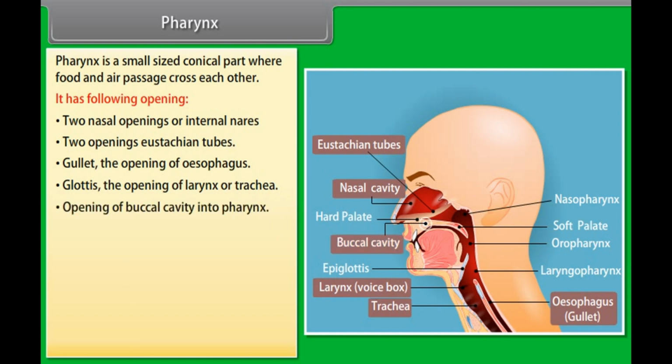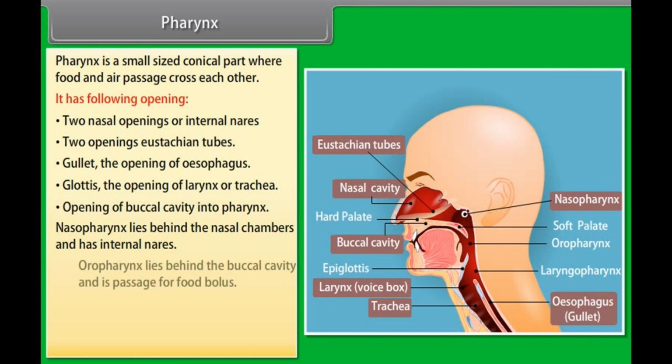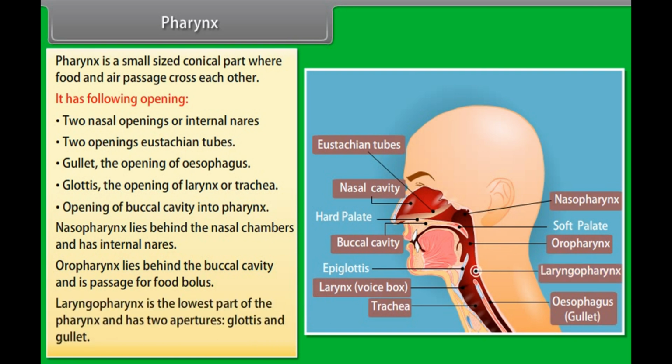Opening of the buccal cavity into the pharynx. The nasopharynx lies behind the nasal chambers and has the internal nares. The oropharynx lies behind the buccal cavity and is the passage for the food bolus. The laryngopharynx is the lowest part of the pharynx and has two apertures, the glottis and the gullet.